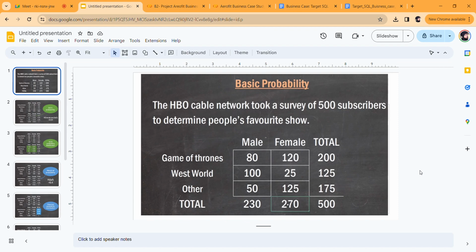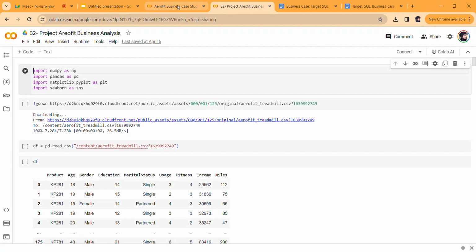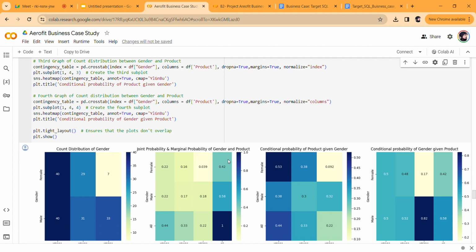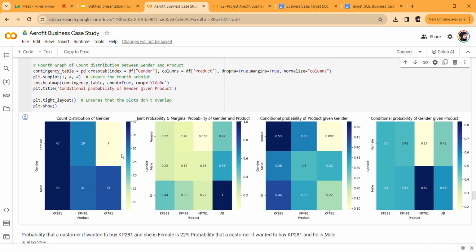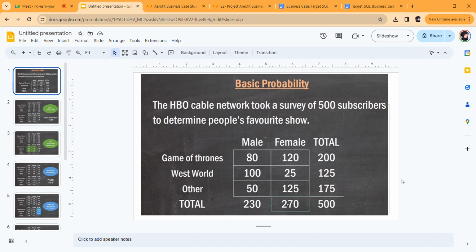So let's cover the basic probability first. Here is tabular data I have created. You are going to see similar data in Arrowfit also. In Arrowfit, whatever probability we are looking at is in tabular format. So let's understand on the basis of this tabular data, and after that we are going to apply the same thing in the format of coding.